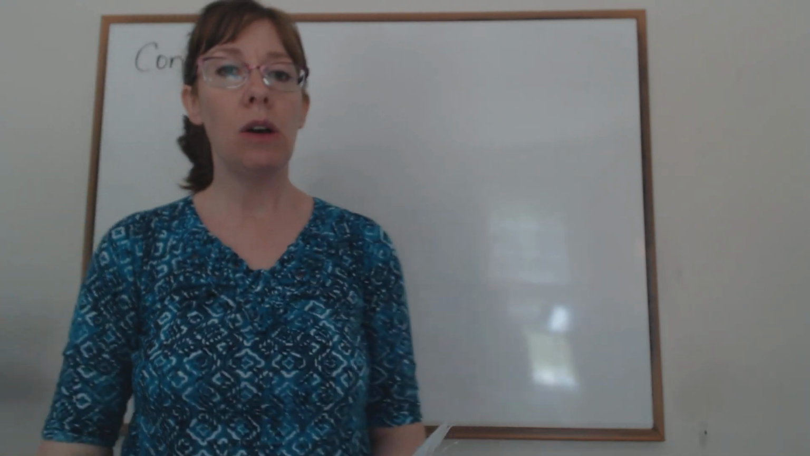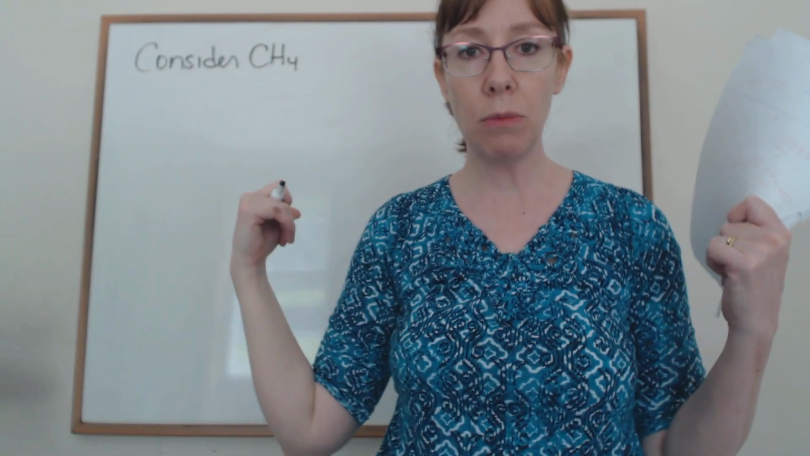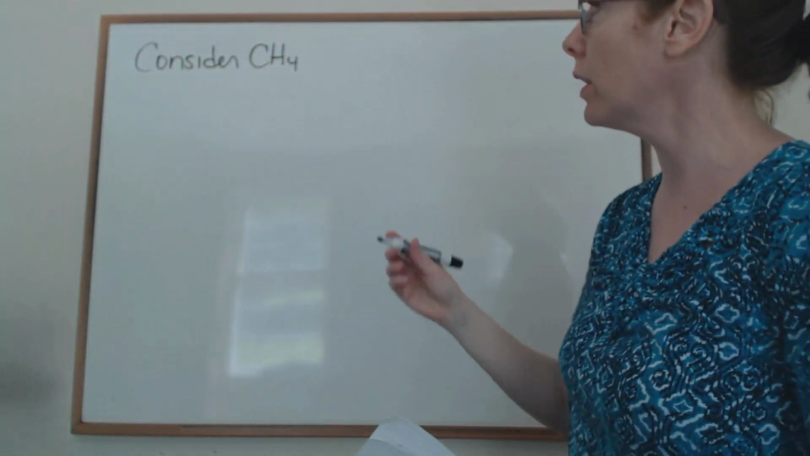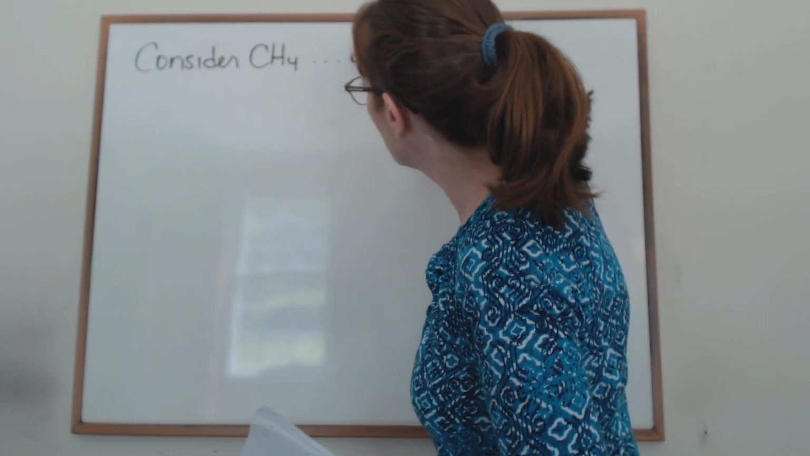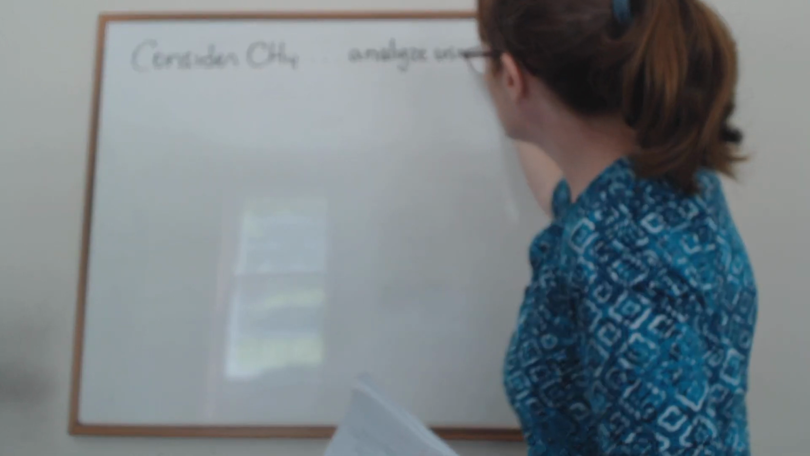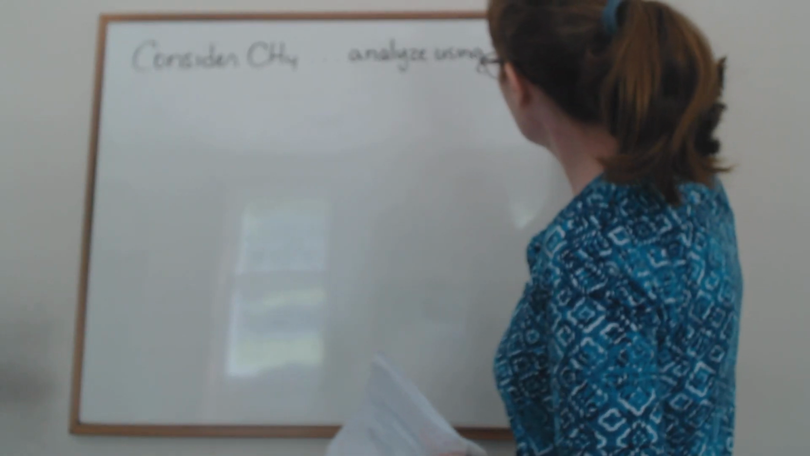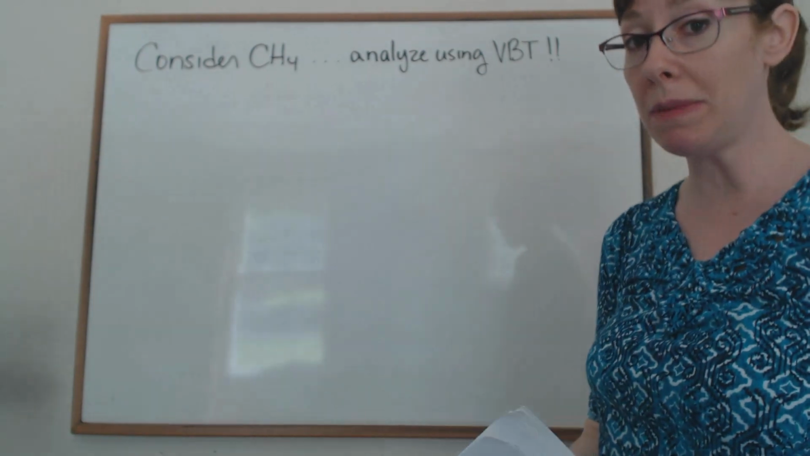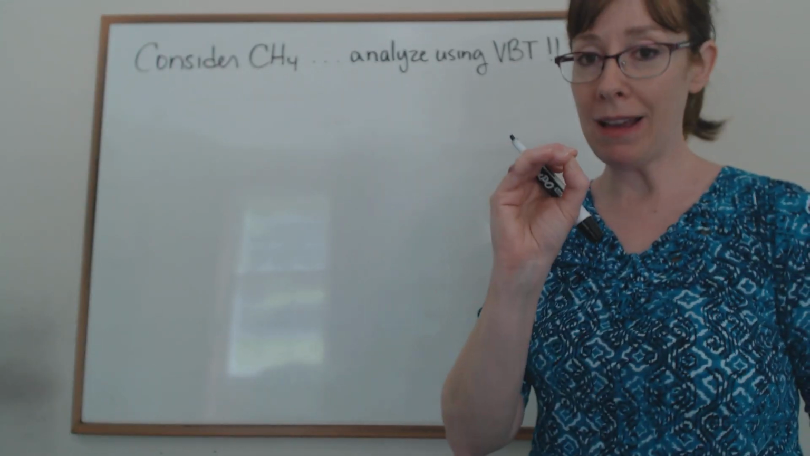Methane, okay? So we're going to use everything that we just put on the board with H2, but apply it to a slightly bigger molecule, CH4. Let's analyze this using valence bond theory, which is basically looking for what orbitals the molecule is going to use to make its bonds. Now, let's back up a minute.